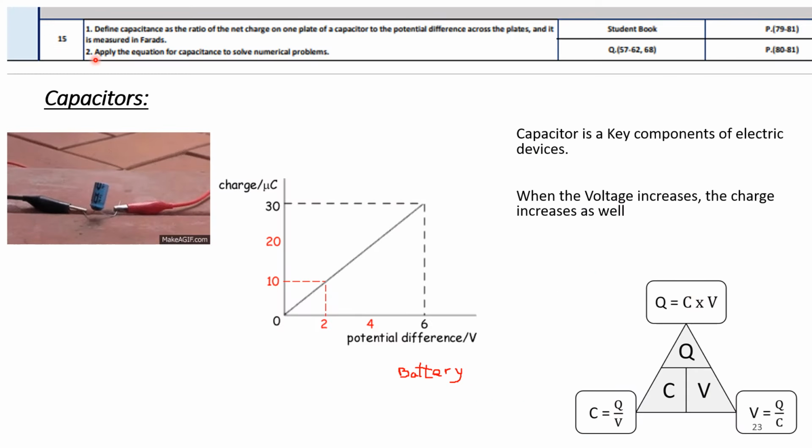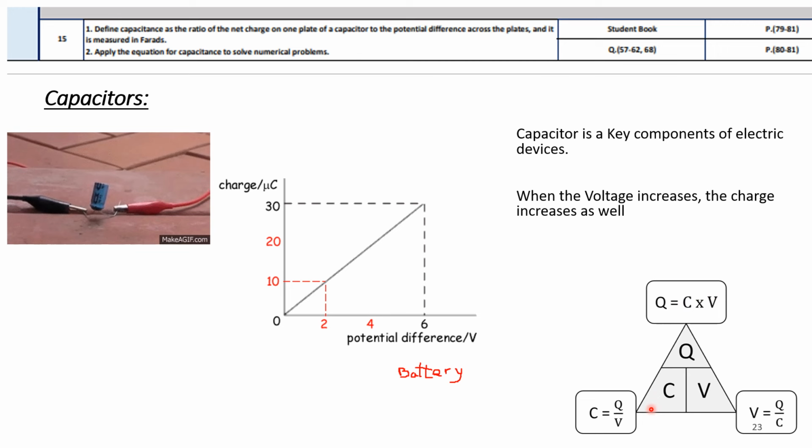Moving to question 15, talking about capacitance. The potential difference across the plates is measured in farads. Apply the equation for capacitance to solve numerical problems. First of all, you have to know that when talking about capacitors, we have one equation that we change depending on the given. Q, the charge, equals C, the capacitance, multiplied by the voltage. So you can play with the equation accordingly.